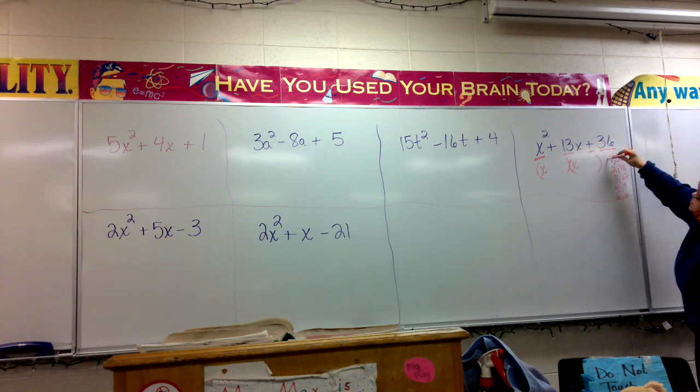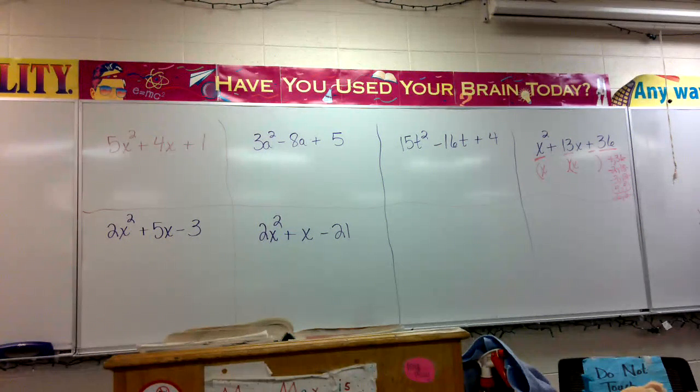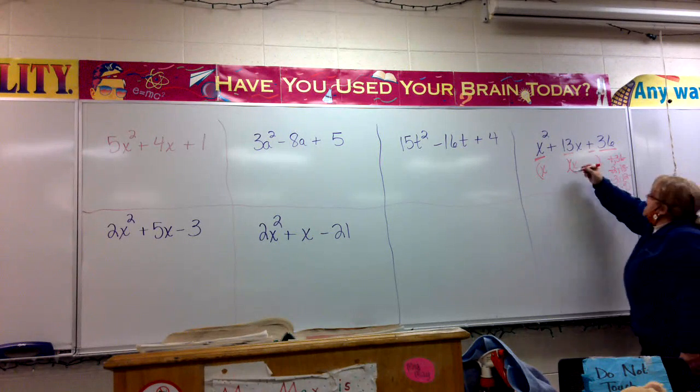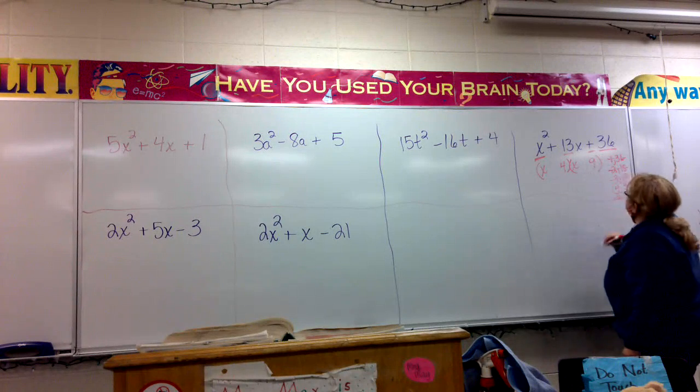Does this add to 13? Does this one? Does this one? This one? Ding, ding, ding. And then, you know what I always like to do is check the others just to make sure. This one's not going to. Sometimes there might be two that actually work. So 4 and 9 add to 13. So there you go, 4 and 9.